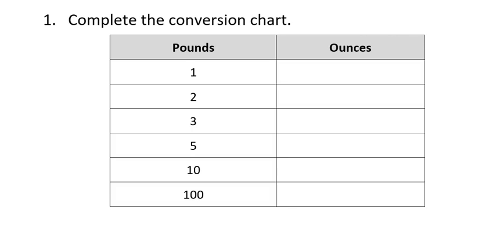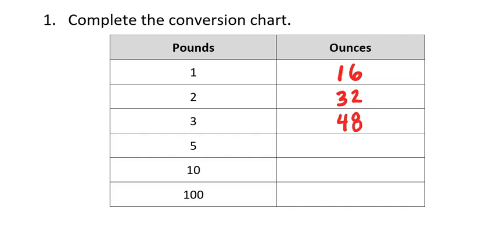So 1 pound is the same thing as 16 ounces. So if I continue down my chart, I know that my pattern would be adding 16. So if I have 2 pounds, that would be 32 ounces. If I add another 16 to 32 for 3 pounds, I have 48 ounces.